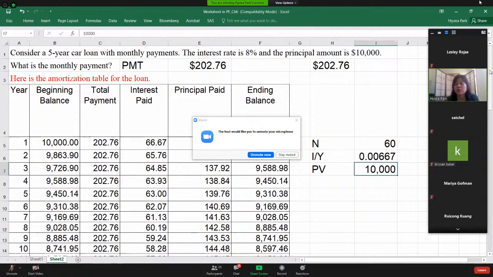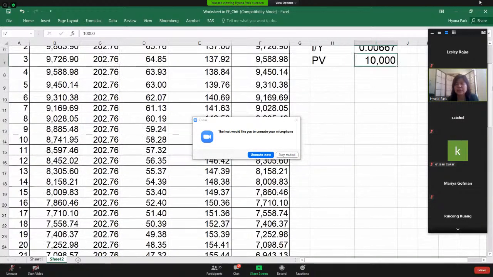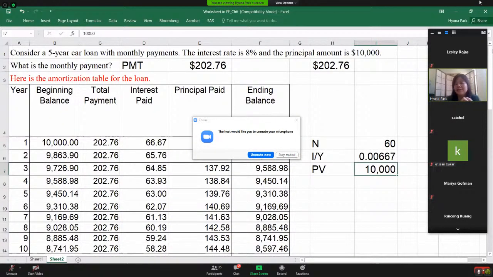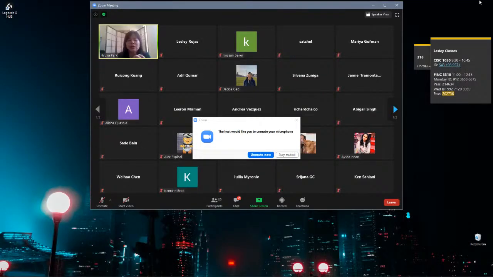All right. So this is about amortized loans with fixed payments. Any questions so far? No? Then we are ready to move on to the next chapter, chapter 7, bond valuation.